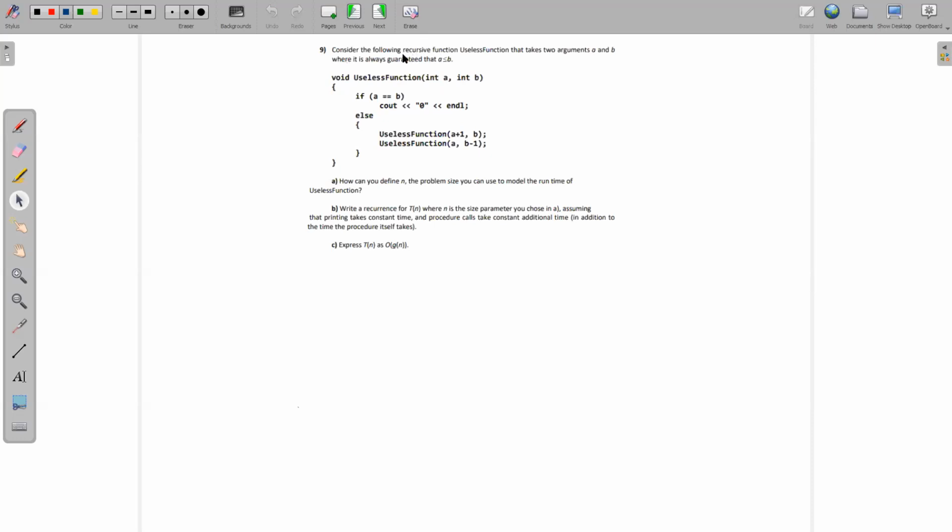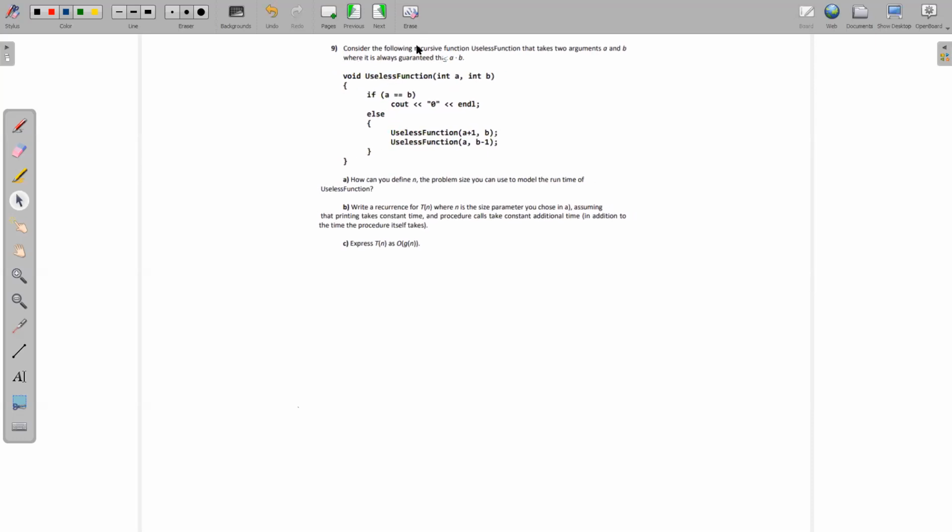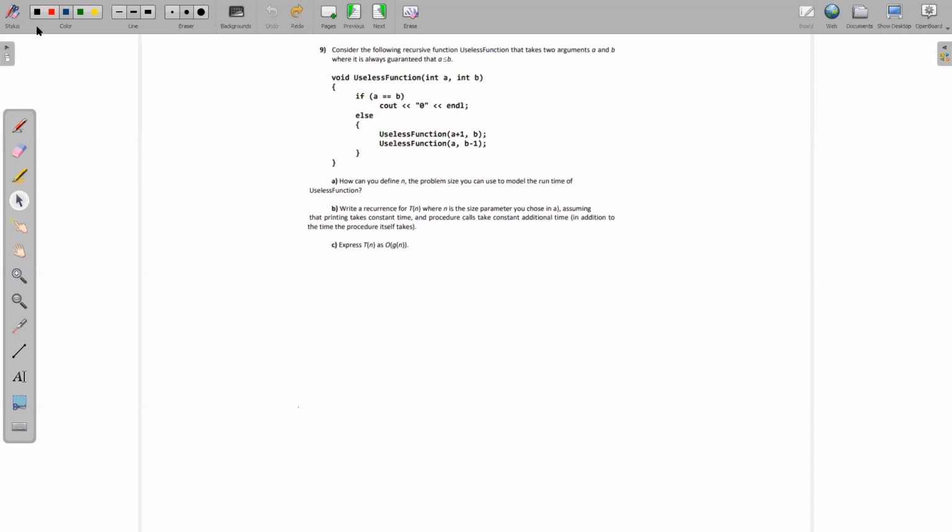We have a recursion function, and we have a and b. It takes the arguments as the a and b parameters. If a is equal to b, then it will print out 0.